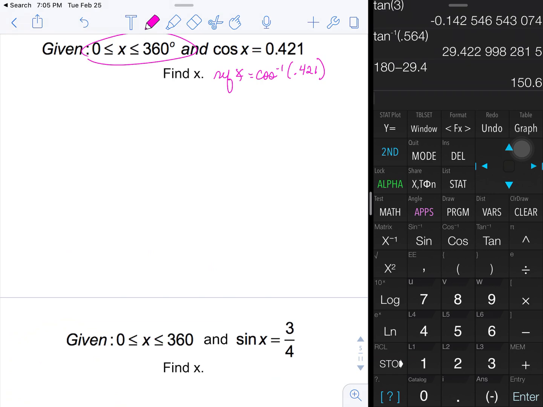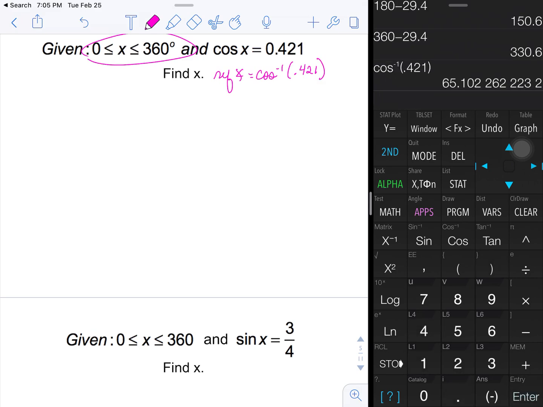So again, we want our calculator in degree mode. Mine already is. So we'll do second cosine of 0.421. So my reference angle is 65.1 degrees. Now, cosine is positive. Therefore, I know that I'm going to have answers where cosine's positive. Cosine's positive in 1 and in 4. So I'm going to have answers in 1 and 4, both with 65.1 degrees as my reference angle.